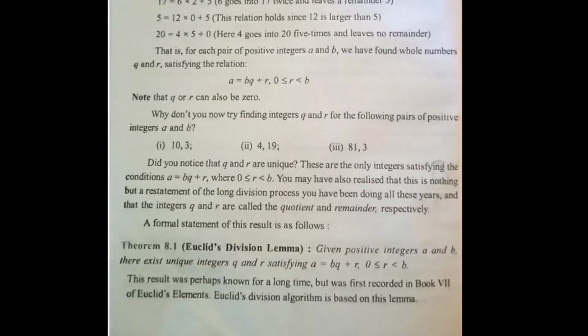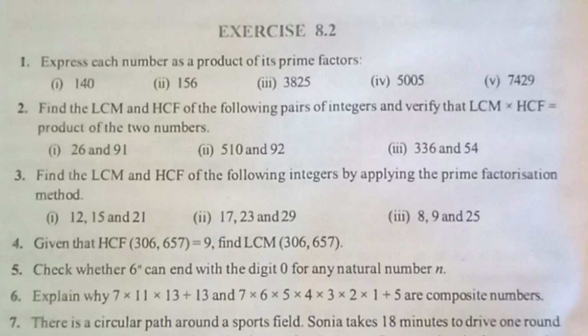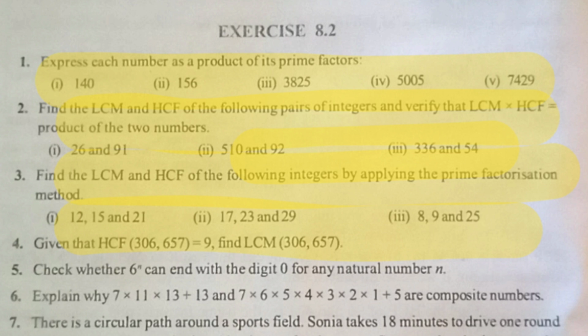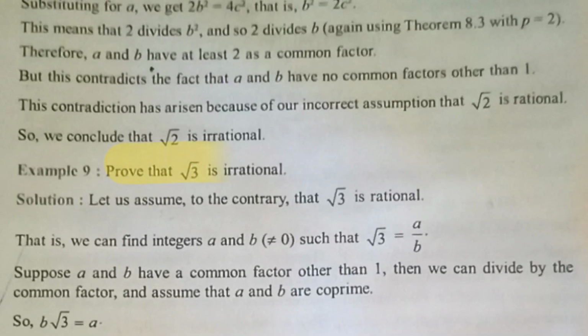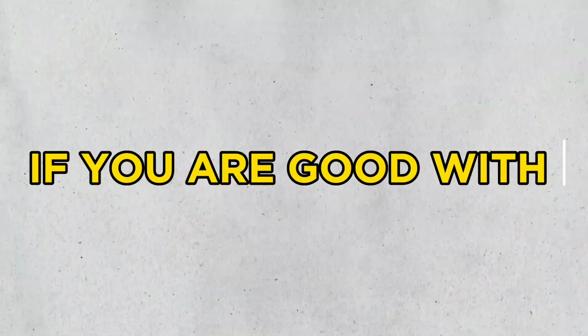Then you are good to go to the next lesson, that is real numbers. From this chapter you study Euclid's division lemma theorem and how to apply that theorem. You may look at exercise 8.1. Then you will be asked problems on HCF and LCM. For that you refer to exercise 8.2. Lastly they will ask you to prove that root 2 is irrational. For that you may look at exercise 8.3. So if you are thorough with all these questions, you will definitely get good marks.